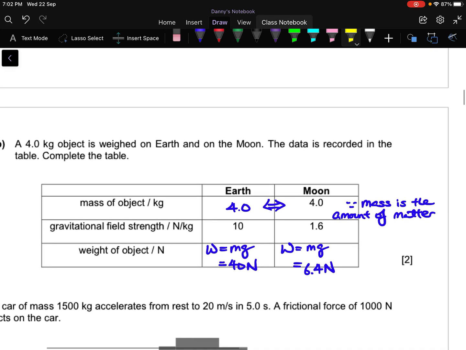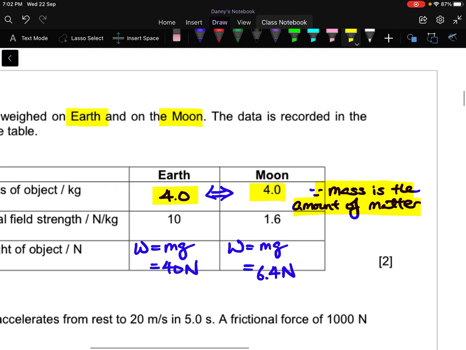For part B, what you need to know is that when you are going from one planet to another planet, the mass will not change. They will be the same, because even if you go from Earth to Moon, you are not going to lose a limb, or lose an eyeball, right? The amount of matter in your body is the same. In physics we use the word body to describe objects. It's a more technical way of saying objects. So mass doesn't change unless you slice something off the object.